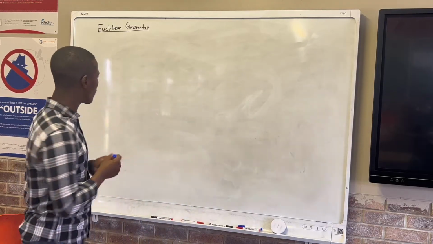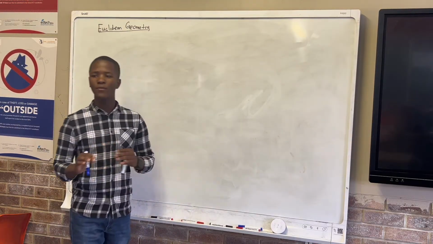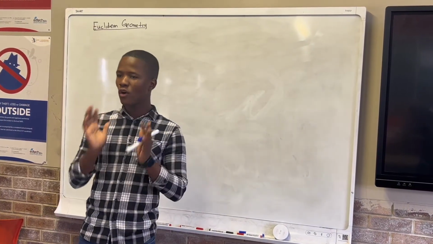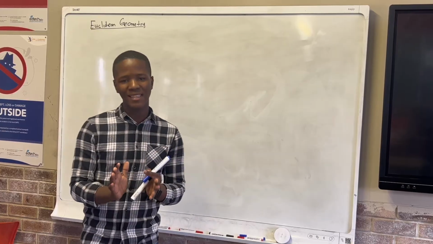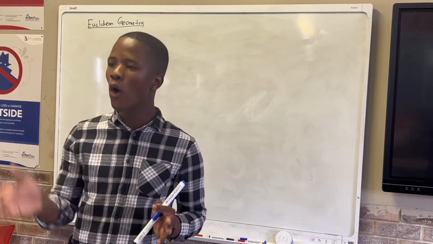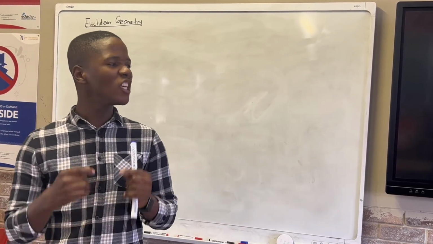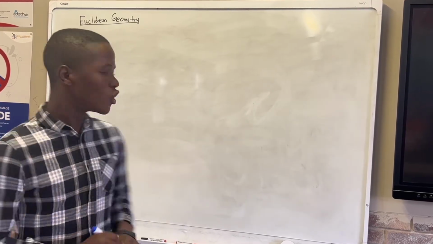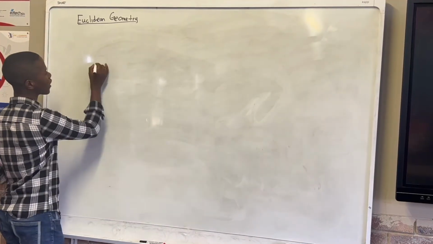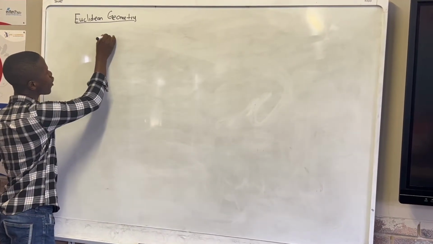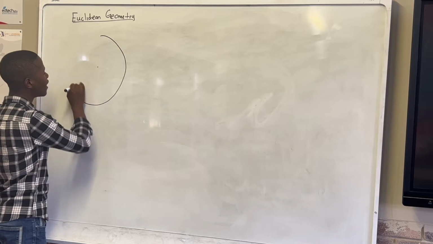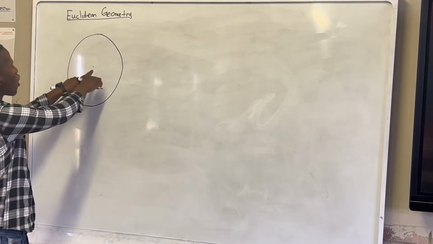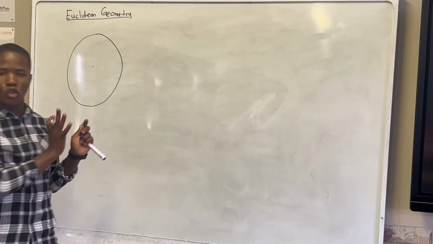To begin with, it is important that we firstly understand what is a circle. A circle is a set of all points that are drawn at equidistance from a midpoint. So it is basically a set of points that is drawn at equidistance from your center. This makes your circle, right?